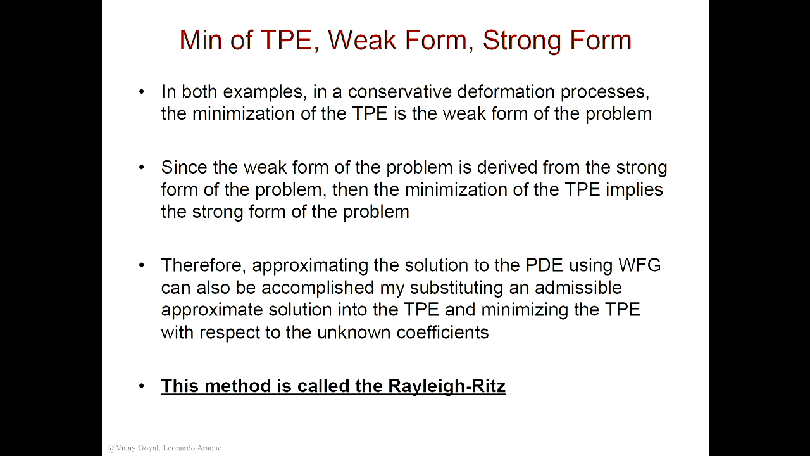This method is called Rayleigh-Ritz. We're going to assume an approximate solution to the problem. We'll substitute it into the total potential energy, and then we will minimize the total potential energy. If I do that, I can find the unknown coefficients, and they turn out to be the values that correspond to the function that minimizes the total potential energy, which also correspond to the approximate solution of the ordinary differential equation.